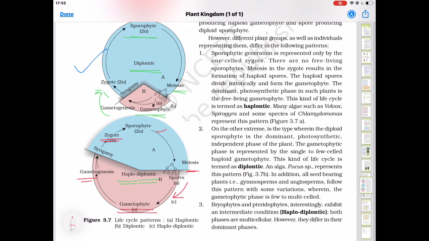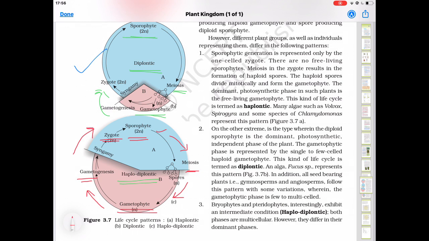In case of pteridophytes, the dominant phase is sporophyte. From the same diagram only, the dominant phase is sporophytic. It produces spores by meiosis. The spores then germinate and form the gametophyte. On the gametophyte, gametes are produced, and after fertilization, zygote is produced, and that zygote grows into sporophyte. Means same diagram is for bryophytes and pteridophytes.